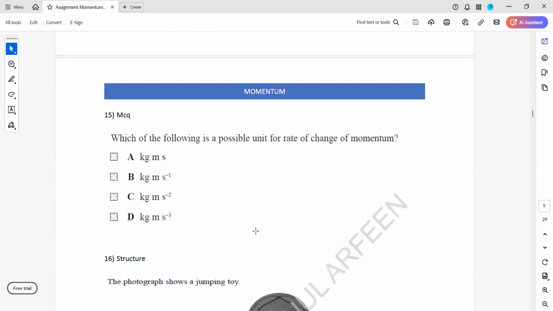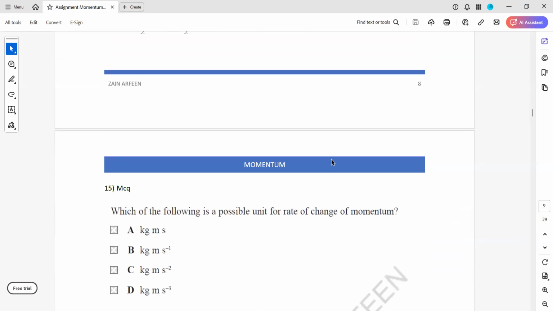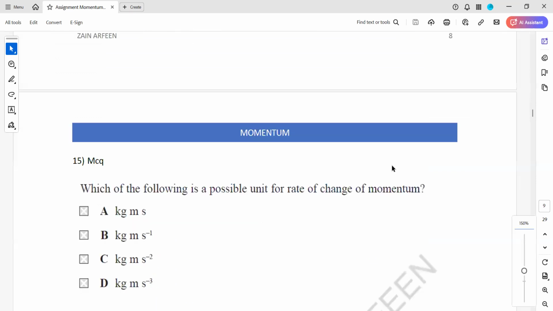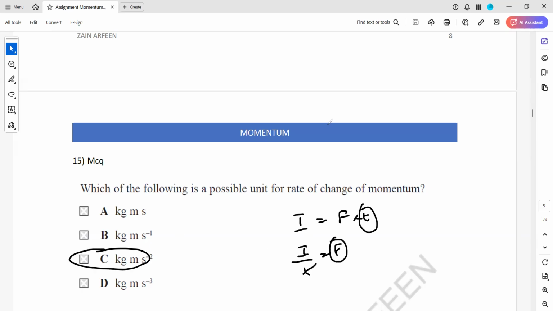In 15, which of the following is a possible unit for the rate of change in momentum? Impulse is a change in momentum, but rate of change in momentum is impulse divided by time. Impulse is force into time. So impulse divided by time is what? It is force. So what is the base unit of force? It is kilogram meter second raised to power negative 2.